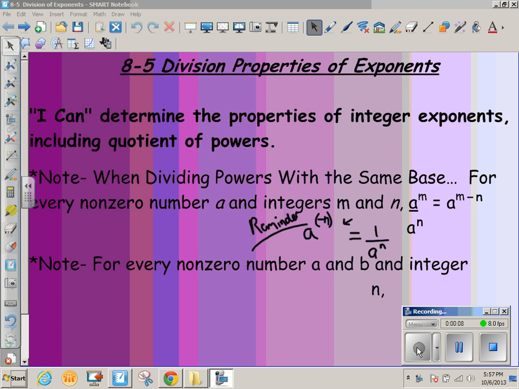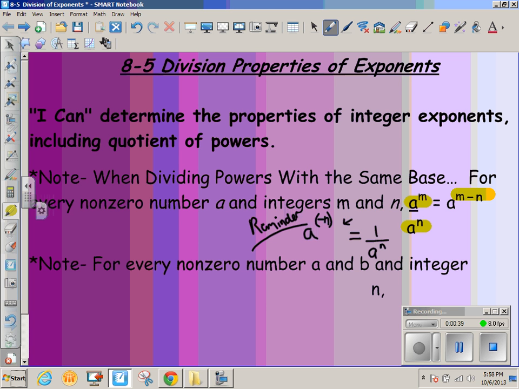I can determine the properties of integer exponents, including quotient of powers. So we know that a quotient is the answer to a division problem. Note, when dividing powers with the same base, for every non-zero number a and integers m and n, we have a raised to the m power divided by a to the n, and this tells us that all we're really going to do is subtract the exponents.